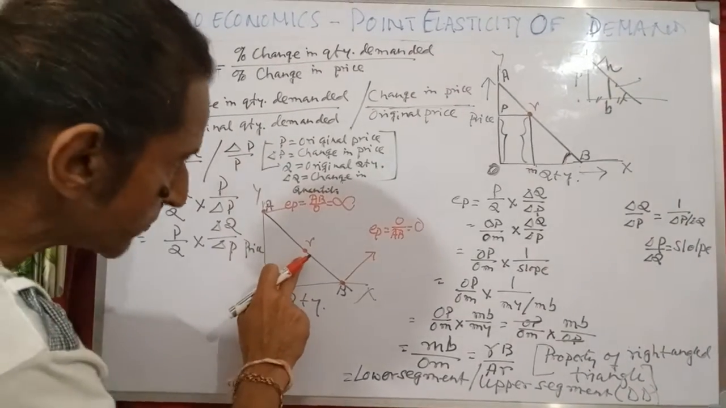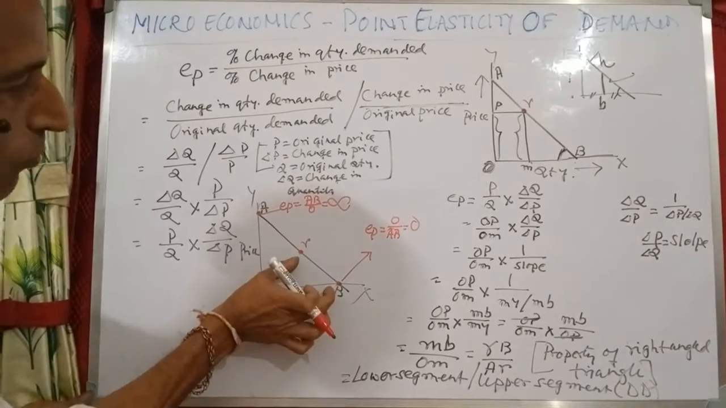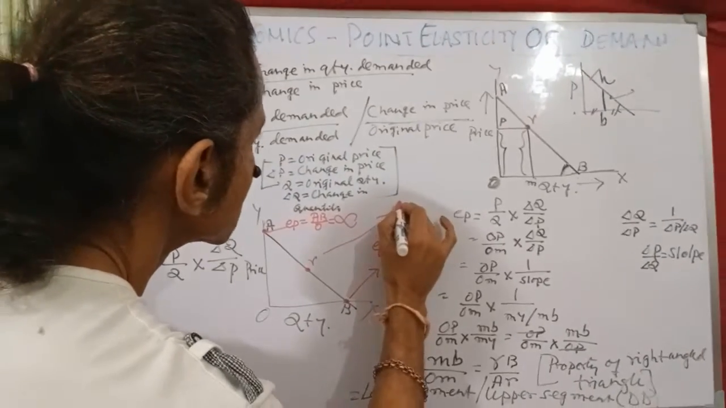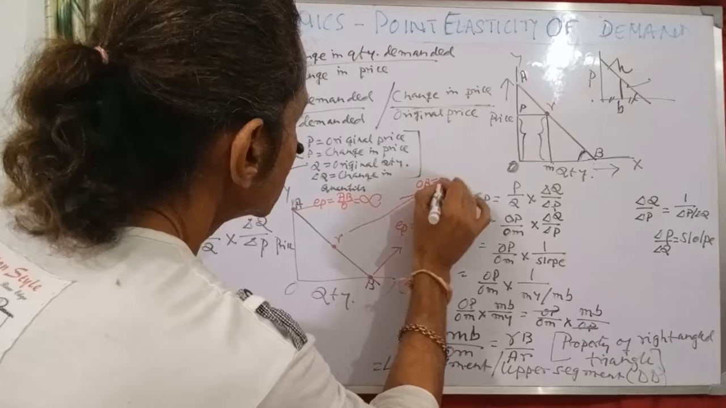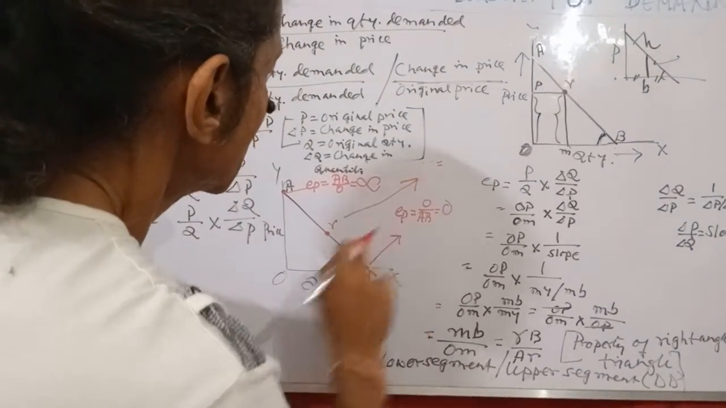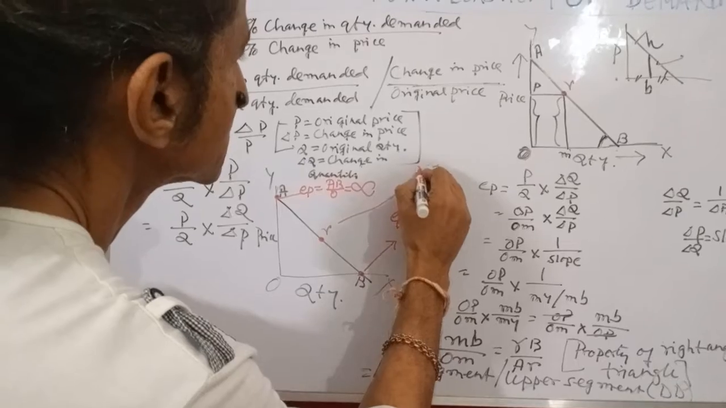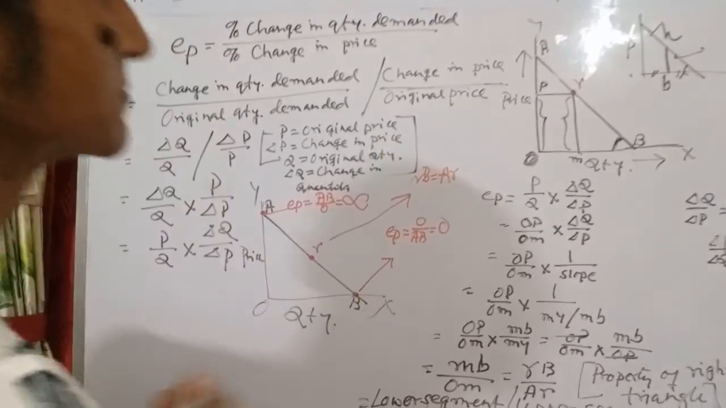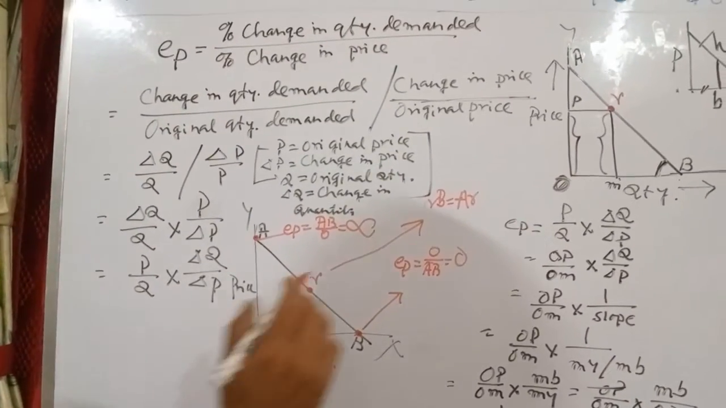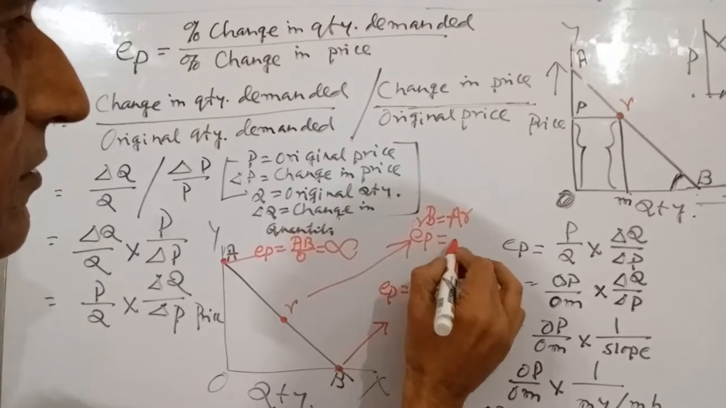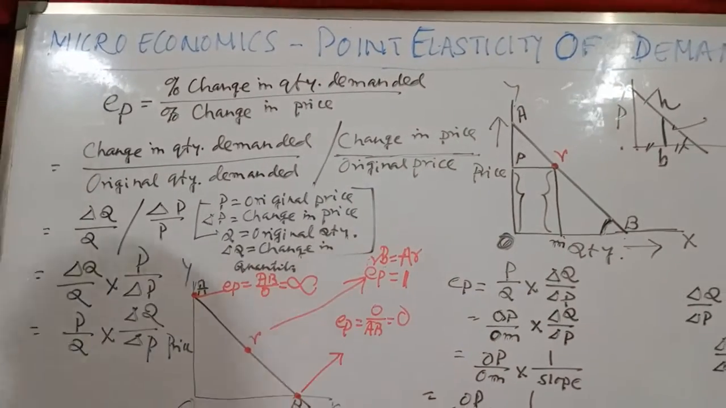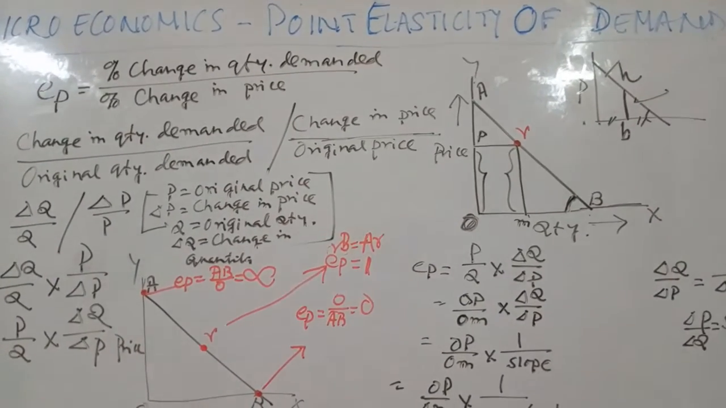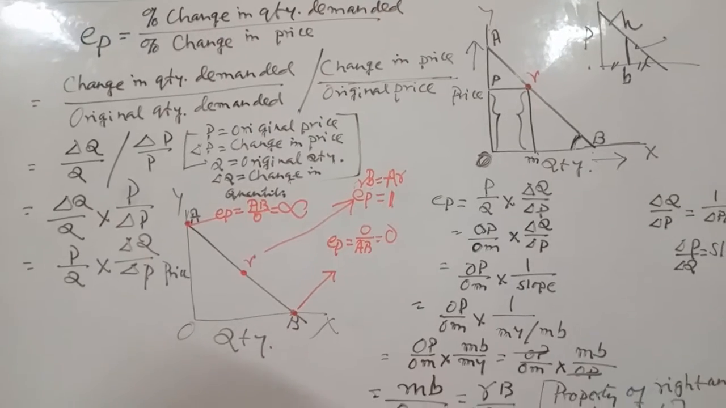Now if R is the midpoint, this means RB equals AR. Therefore, at point R, EP equals 1, because RB by AR is 1. Correct?